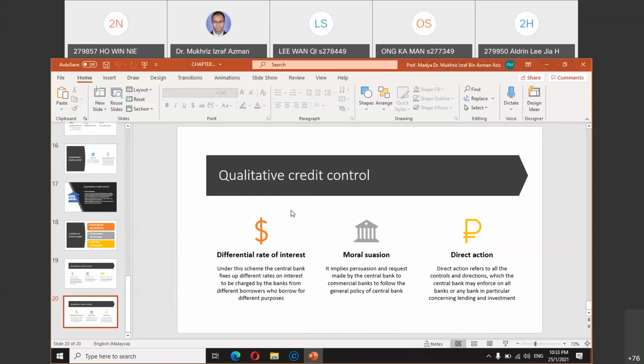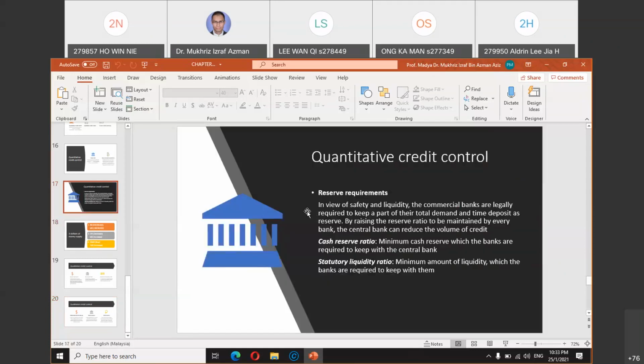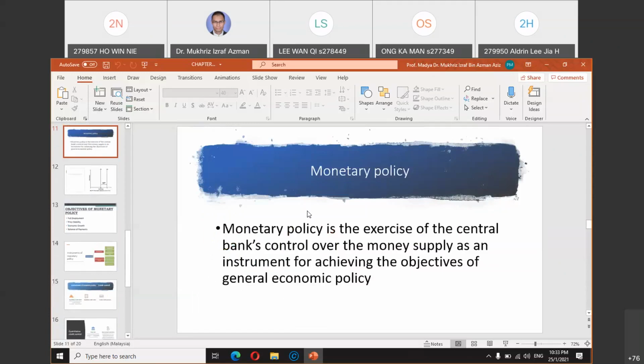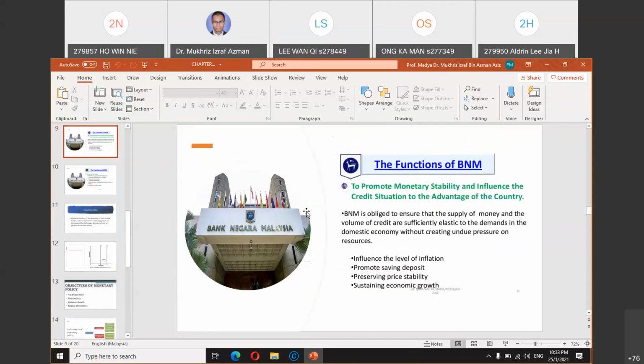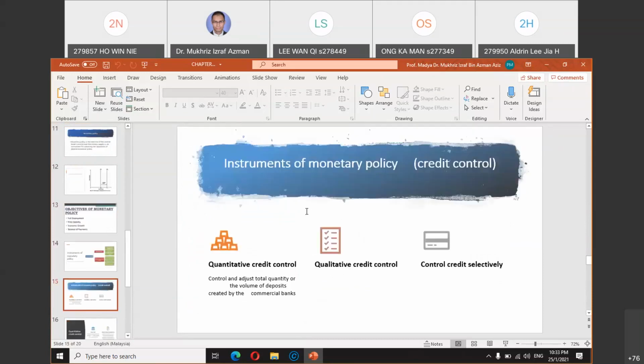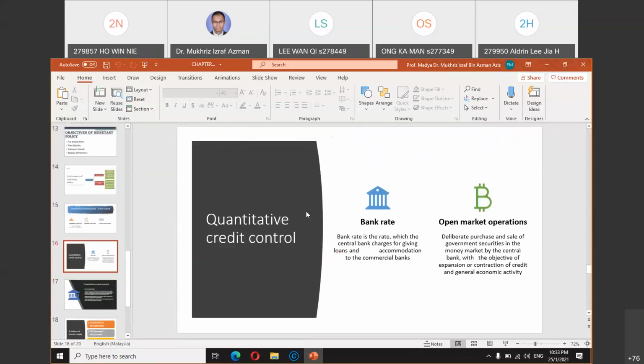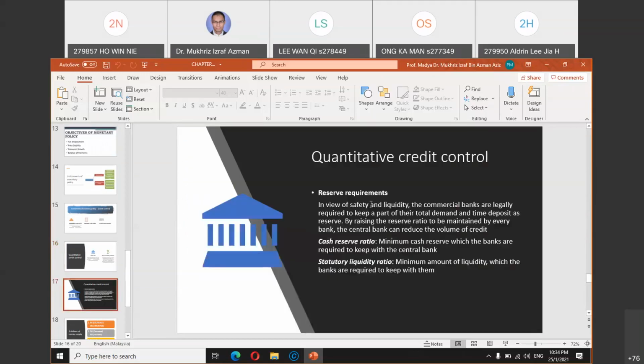Then you need to know the different types of certain components, especially under quantitative credit control. What does bank rate mean? What does open market operations mean? Pay more attention to this element here.